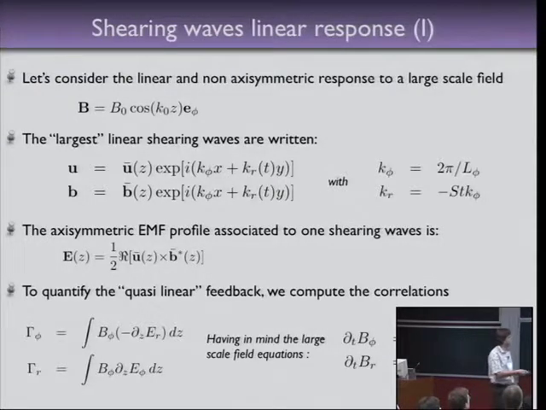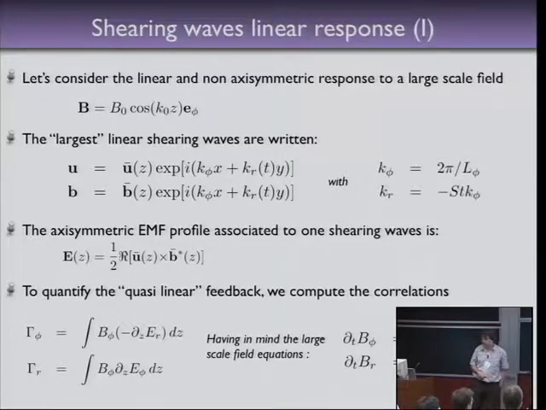So let's remember the induction equation here. I want to understand how this term is correlated to the imposed field and how this term is correlated to the imposed field. So I compute this gamma phi and gamma r. This gamma phi tells you that if gamma phi is positive, you are creating some B phi from the shearing waves. If gamma phi is negative, you are destroying some B phi from this term here.